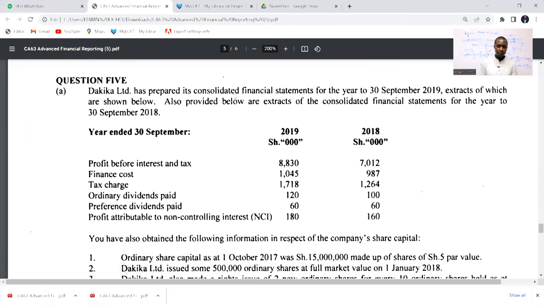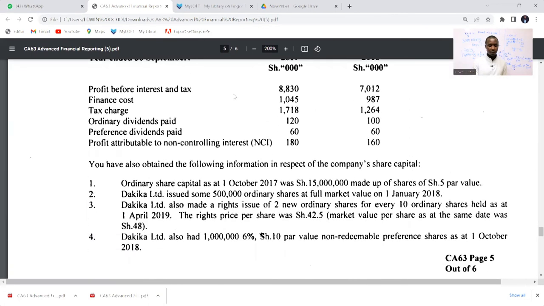So they were saying that Dakika Limited has prepared its consolidated financial statements for the year to 30 September 2019, extracts of which are shown below. Also provided below are the extracts of the consolidated financial statements for the year to 30 September 2018. So you have 2 years, 2018 and 2019. You have the profit before interest and tax, finance costs, tax charge, ordinary dividends paid, preference dividends paid, profit attributable to non-controlling interest.